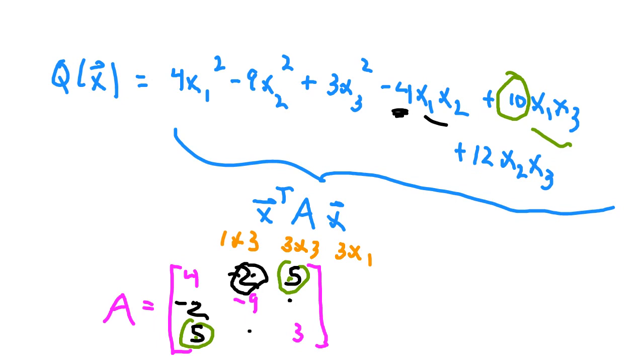What numbers are going to go here? Second row, third column, third row, second column. Well, we're going to look at this last term with x2, x3. Take 12, divide it by 2, and you'll get 6 and 6. So that's how you identify the matrix A of the quadratic form. It will always work, class. It will always work.